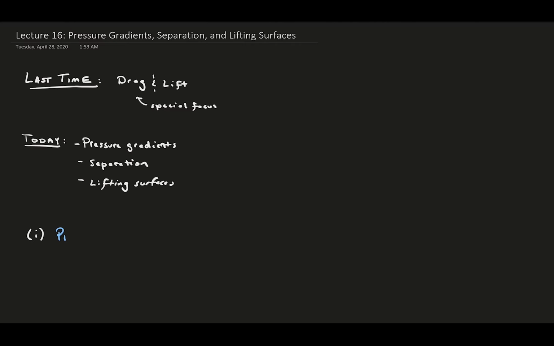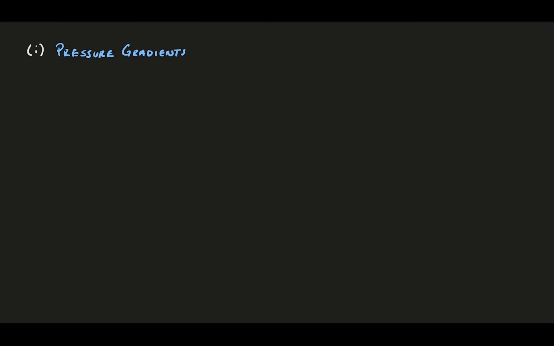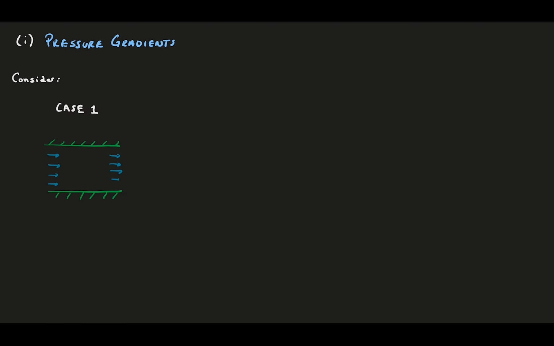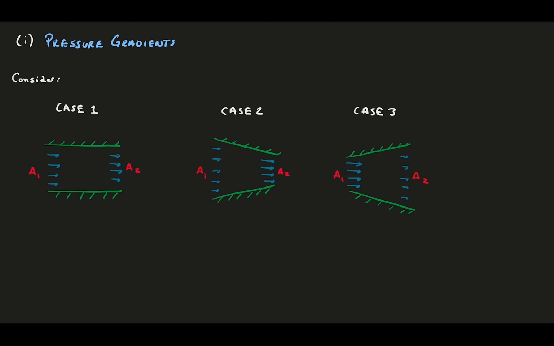Our goal is to better understand the design of lifting surfaces and how pressure gradients can lead to separation. Let's jump in. We start by looking at a simple example of pressure gradients. Consider flow between two plates. One case has parallel walls, one has walls that converge from a large area to a small area, and one that expands from a small area to a large area. We're going to assume the flow is inviscid, so there are no boundary layers on the walls and the flow is uniform from top to bottom.